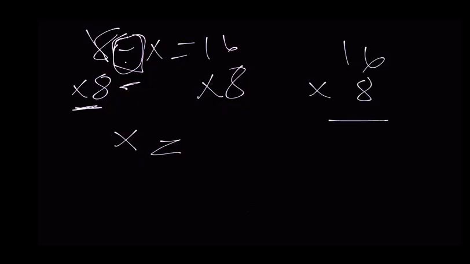And that's going to leave x as, what's 16 times 8? 16 times 8 is 128. So then x equals 128.